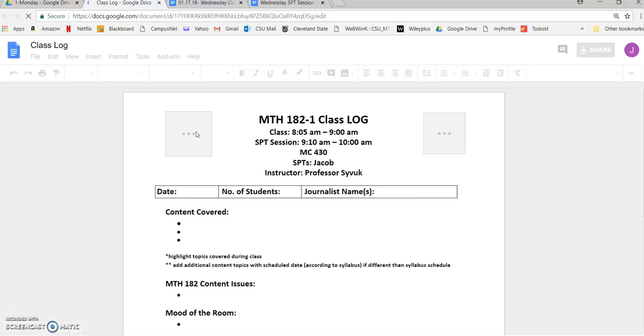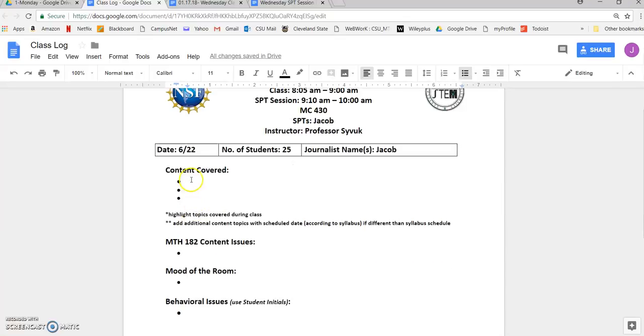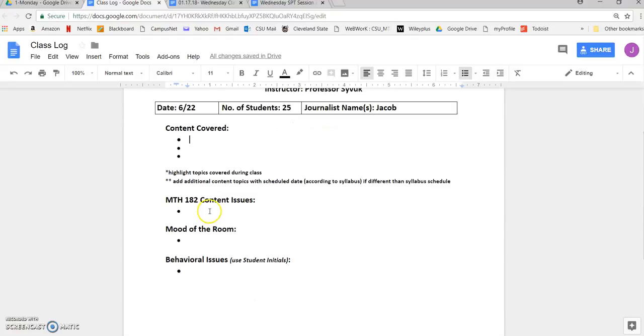The class log usually is completed during the lecture time when the professor is lecturing. You'll pull this up and then you will fill out all the necessary information that the prompts guide you to, like the date, how many students are in the class, and the name of the person who is filling it out. For the duration of the class time, you will essentially be taking notes just like the students in your class. You'll fill it out all through these bullet points here.